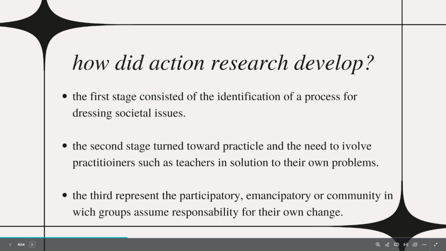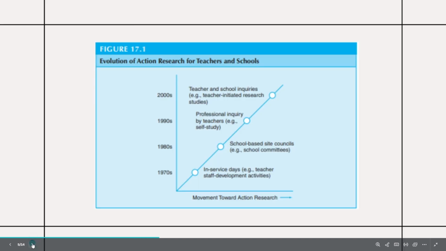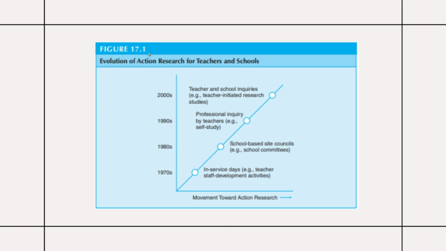There were three steps. The first step consisted of the identification of a problem, addressing societal issues. The second stage turned toward practice and the need to involve practitioners such as teachers in the solution to their own problems. The third represented participatory, emancipatory, or community action, in which groups assume the responsibility for their own change. We can see Figure 17.1, evolution of action research, which shows us how action research developed over the years.